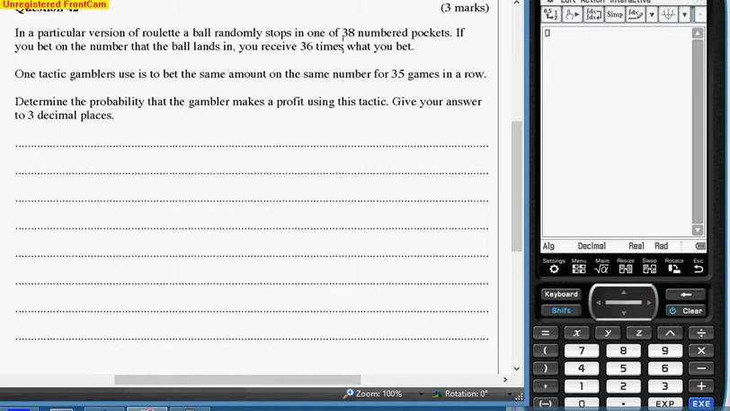Each one then has a probability of 1 in 38 of the ball landing there. If you bet on the number the ball lands on, you get 36 times what you bet. One tactic is to bet the same amount for 35 games in a row. We're doing this 35 times, so N is 35. Determine the probability that a gambler makes a profit using this tactic.